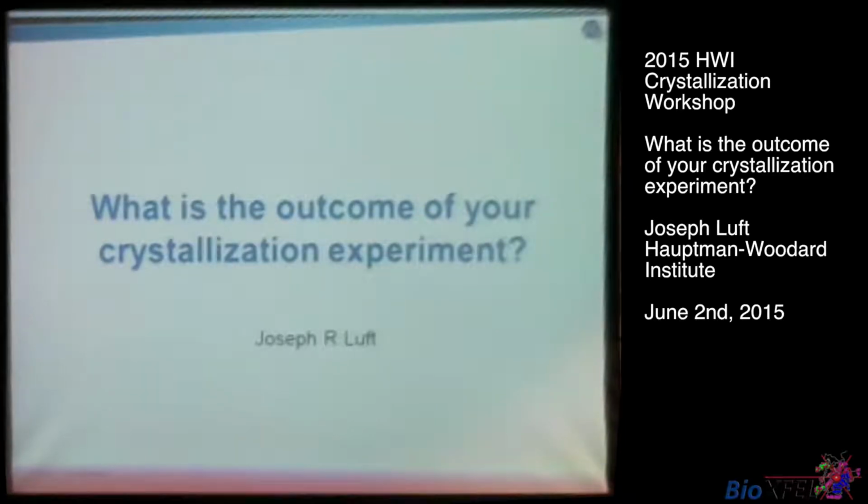Instead of just talking about finding crystals, I'm going to expand it a little bit and just talk about the outcome of the crystallization experiment. So it could be anywhere from clear drops to crystals to skin to other outcomes that we could see. Again, this is mostly going to focus on soluble proteins.